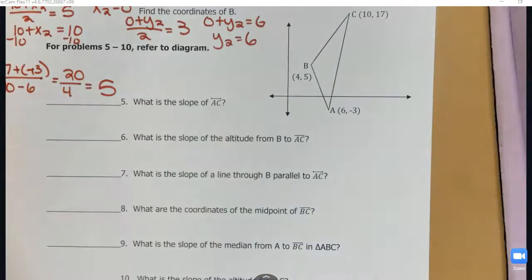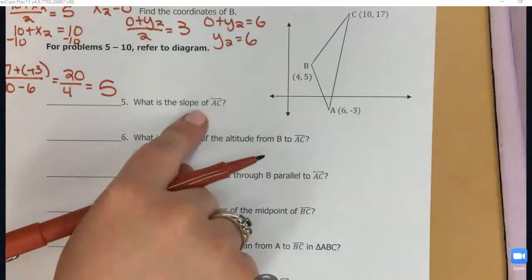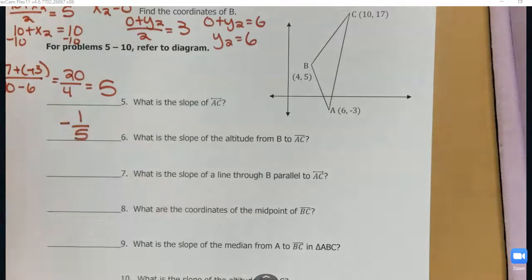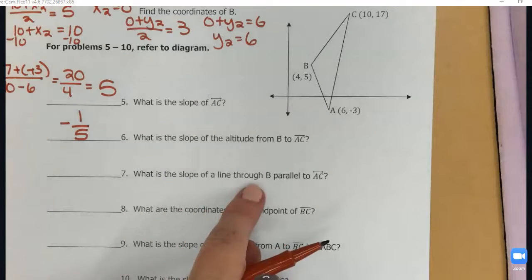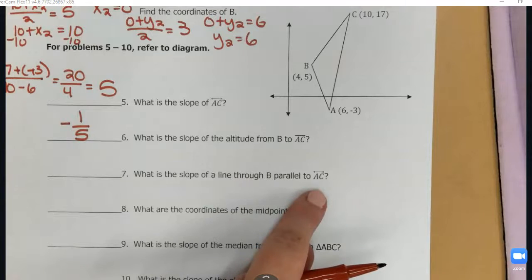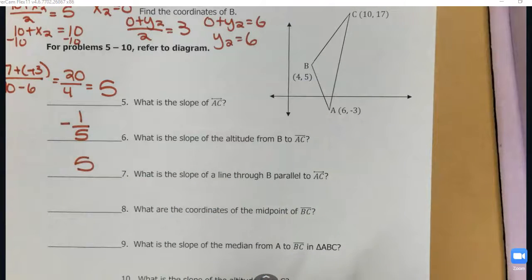Now, the slope of altitude from B to AC. Now, if it's an altitude, that means it's perpendicular. So it's going to have the opposite reciprocal slope of AC. So that's just negative 1/5. Okay, what's the slope of a line through B parallel to AC? Well, parallel lines have the same slope, so that would also just be 5.